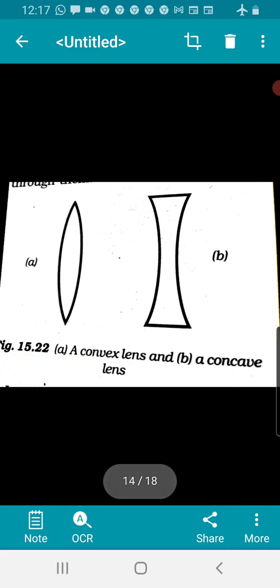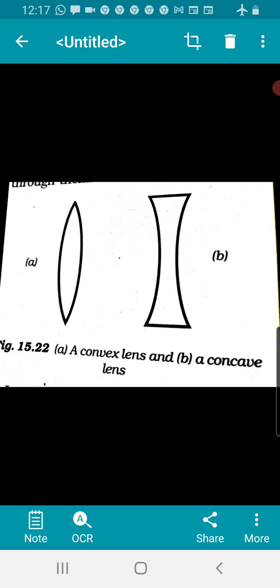Now let's talk about the lenses. So what is meant by lens? You might have seen a magnifying glass. It is used to read very small print. You might have also used it to observe the body parts of a cockroach or an earthworm. The magnifying glass is actually a type of lens. The lens is a piece of glass through which we can see.